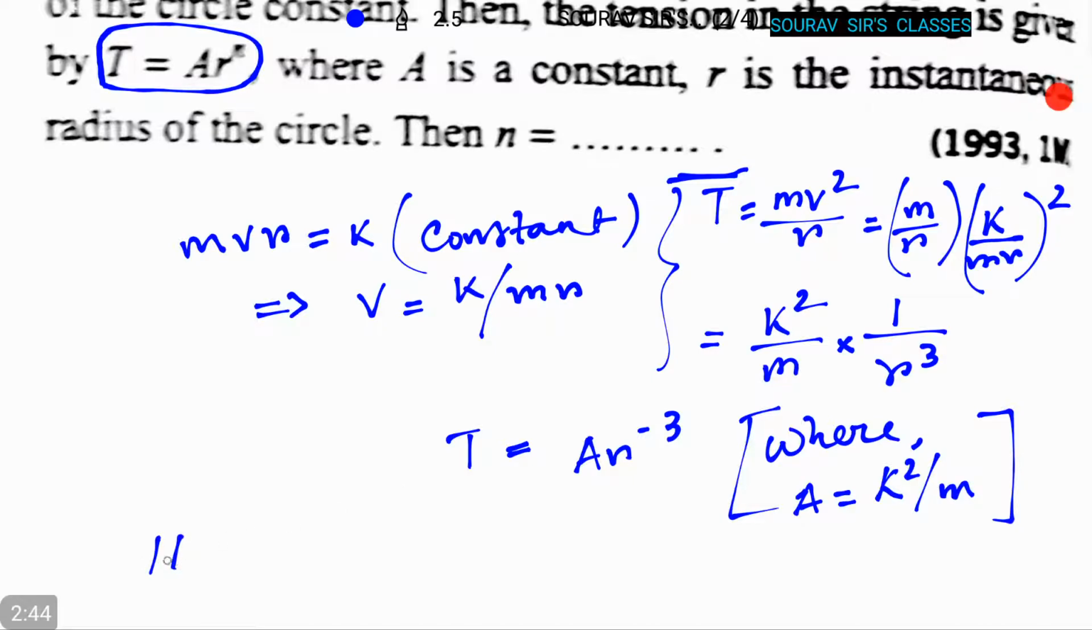Hence we can write that n is equal to minus 3. So here n is equal to minus 3, and this is our answer.